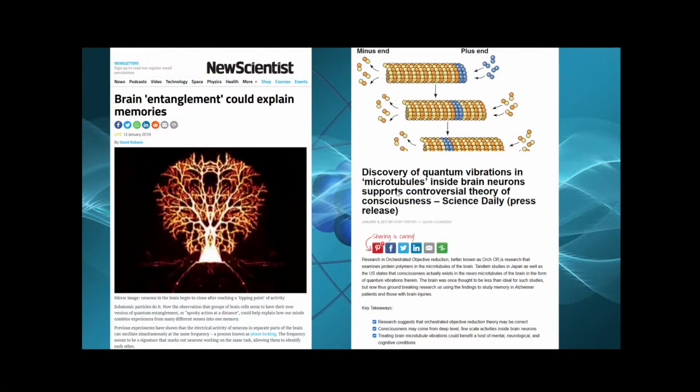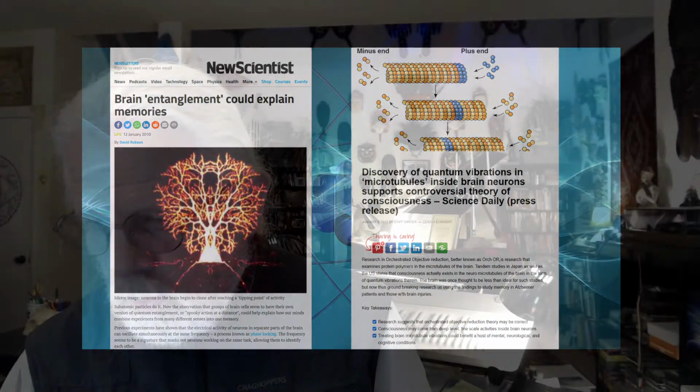Discovery of quantum vibrations in microtubules inside brain neurons supports controversial theory of consciousness. Consciousness is deeply associated with the vibrations of these quantum microtubules as they link themselves up together outside of time in coherent states of rhythms that reflect themselves in the rhythms of brainwaves. And the speed of the rhythms of brainwaves are directly associated with different states of consciousness. So consciousness itself is a quantum effect, is synchronized up with a quantum field.